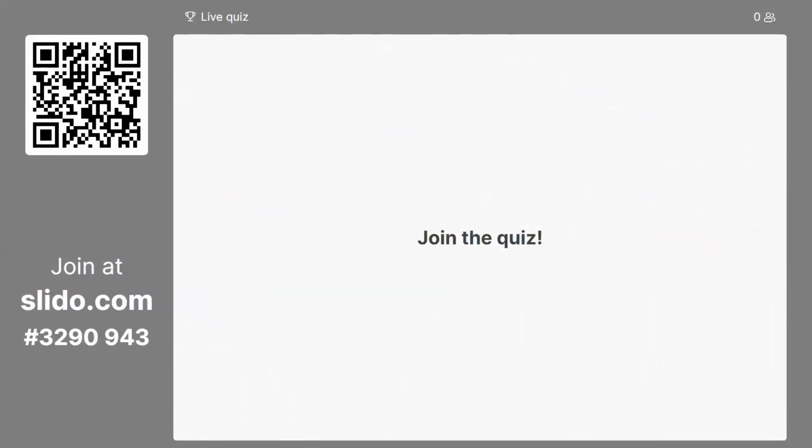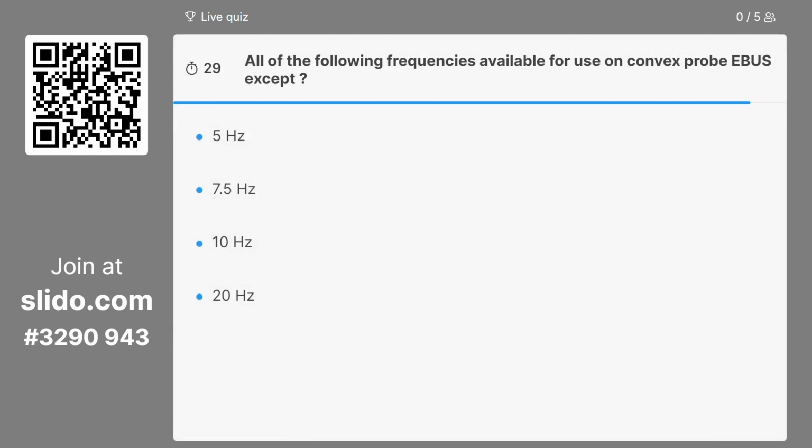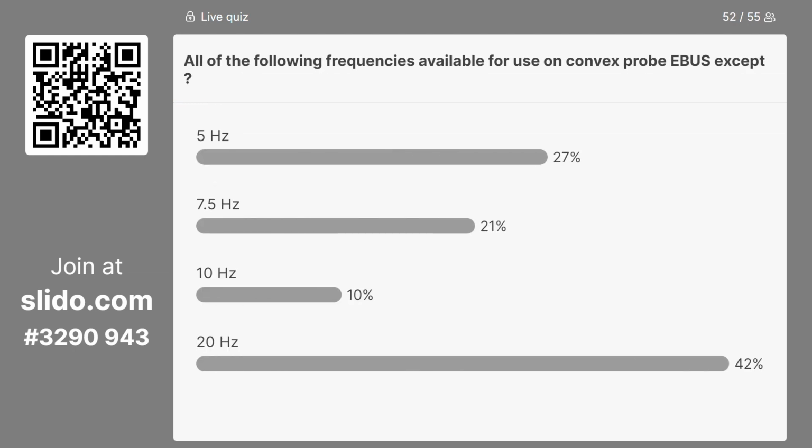So just the next question before we go into more details of the various scopes. All of the following frequencies are available on convex probe EBUS except... it's the 20 megahertz is the error there. So that's the right answer.